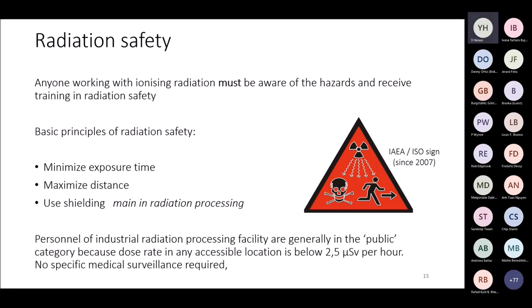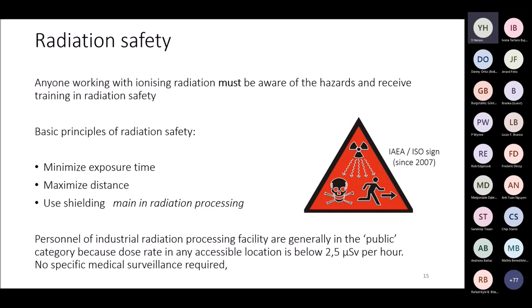So the basic principle would be to minimize exposure time, because the shorter the time, the less the dose. Maximize the distance to the source. Generally, the dose will go down inversely proportional to the square of the distance. But these are not the principles that are used in a radiation facility, because you have no exposure at all, and it's no question of going near the source, but not too near. So what is used in radiation facilities is actually shielding.